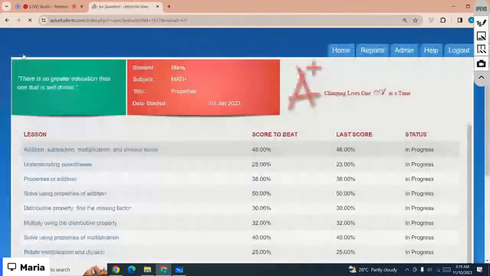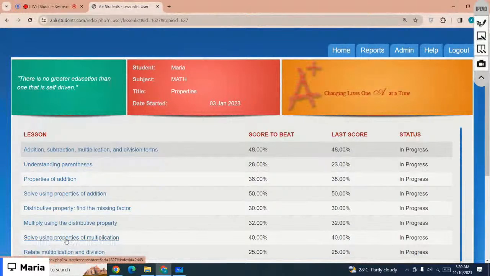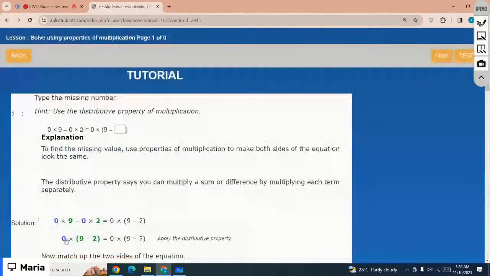Okay, the next lesson is relate multiplication and division. So basically we're going to learn... I think I forgot. Yes, solve using properties of multiplication. So now we're going to learn the properties of multiplication. Then we're going to see how we apply these properties, right?